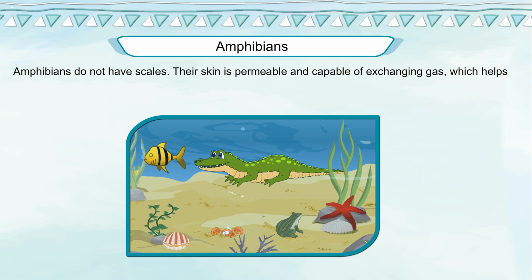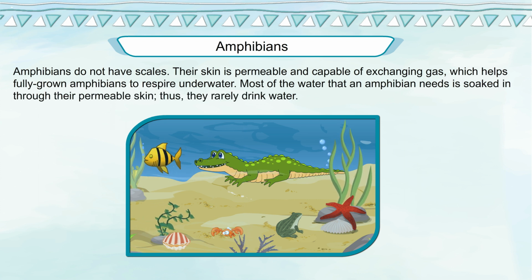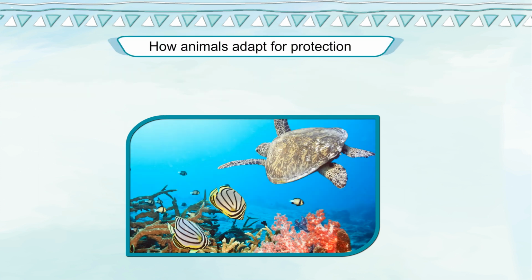Amphibians do not have scales. Their skin is permeable and capable of exchanging gas, which helps fully grown amphibians to respire underwater. Most of the water that an amphibian needs is soaked in through their permeable skin. Thus, they rarely drink water.